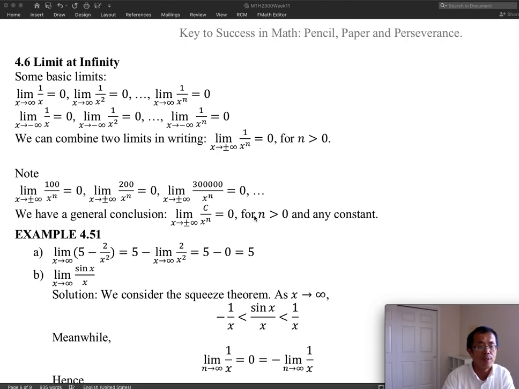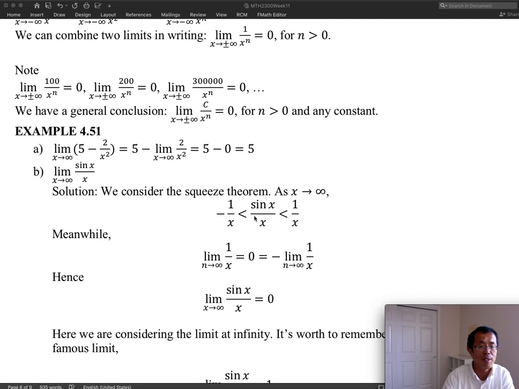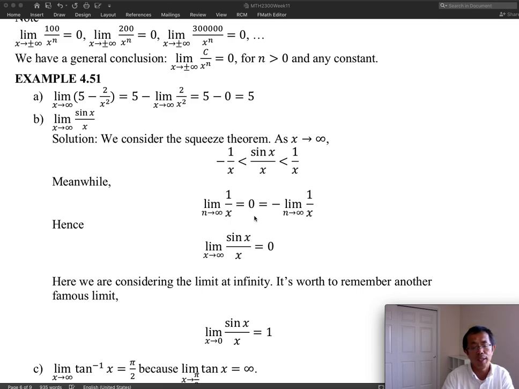Okay. So let's look at some examples. I just took the examples directly from the textbook. This is example 4.51, part A. The limit as x approaches infinity of 5 minus 2 over x squared.